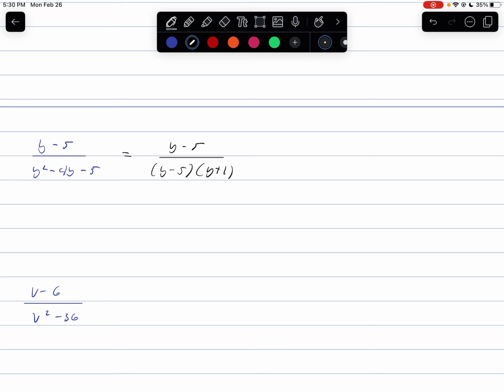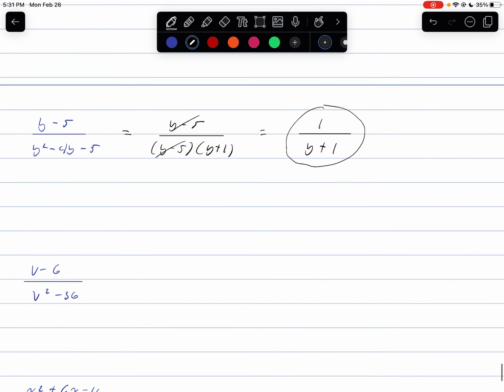Okay, and again, if you want to double check that, you can FOIL this out and see if we get this back. Okay, but that's going to allow us to cancel y minus 5 and y minus 5. So since we canceled everything in the numerator, we just have a 1 to keep its place there. And the y minus 5 in the denominator is gone, so we're left with 1 divided by y plus 1.